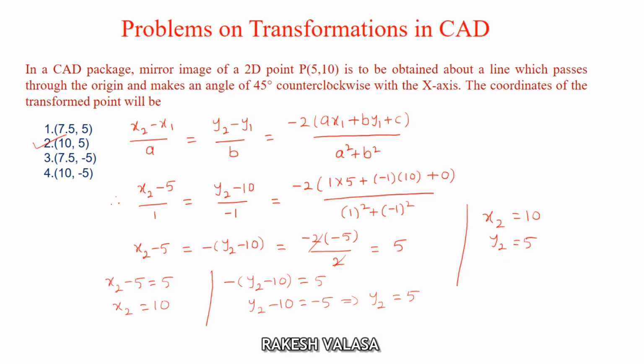You can easily identify the answer because the line passes through the origin and makes 45 degrees. You can just swap the values. That means if this is x and y, the mirror image is y comma x. This is the way you can identify the mirror point in an easy way. This is the proper solution, proper method. You can also directly write the answer 10, 5.